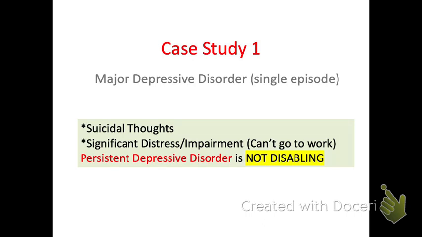She had suicidal thoughts, even though that last paragraph said she hadn't had them in previous years, but she was having them now. And she has significant distress and impairment. So she's unable to go to work. She's calling in sick. She has relationship issues with her husband. It's not PDD if you chose that, because PDD is not disabling, and this would be considered disabling.